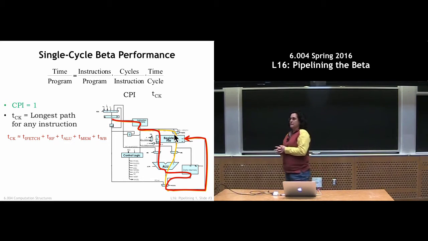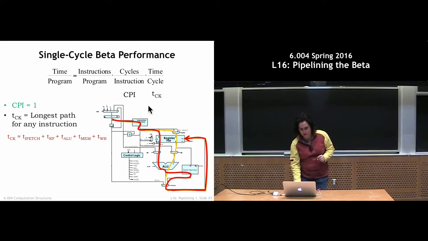You can think of your instruction as having to go through various phases of our beta. So you have your fetch portion, which is going through your instruction memory and fetching your instruction.